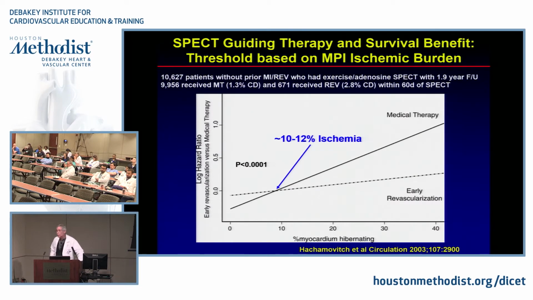Now, this slide has been shown many, many times. It's Dan Berman's data. It's Hachamovitch who put this together many years ago, where this was all retrospective data. But it does show there seems to be an inflection point around 10% ischemia, where you tend to see an increase in event rates with medical therapy as compared to revascularization. Whereas when you get below 10% ischemia, it appears that people do worse with revascularization than with medical therapy.